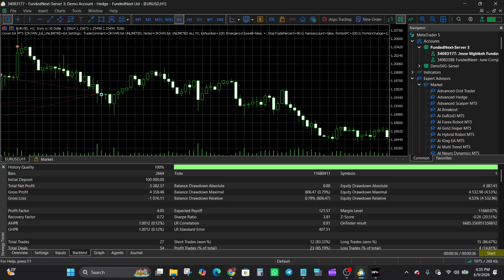Overall, Crown EA presents itself as an expert advisor that combines AI-based analysis with traditional technical analysis techniques while supporting multi-symbol trading configurations. As with any automated strategy, careful testing and validation remain essential before making any trading decisions.